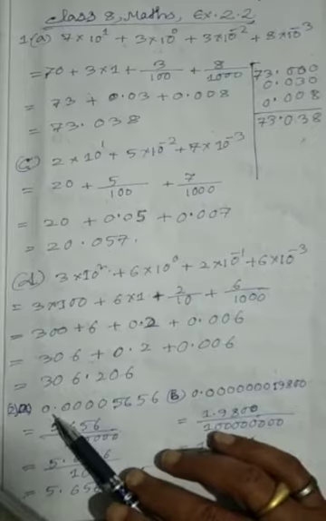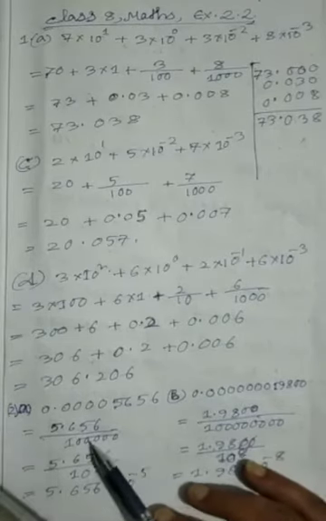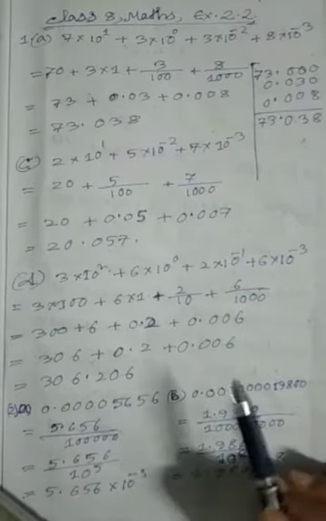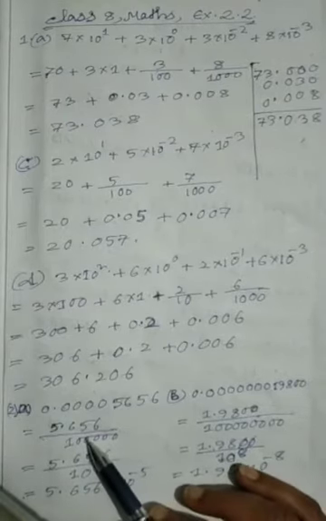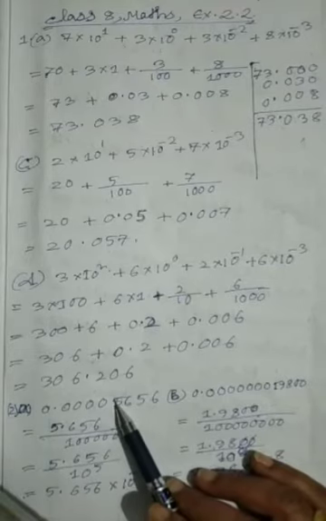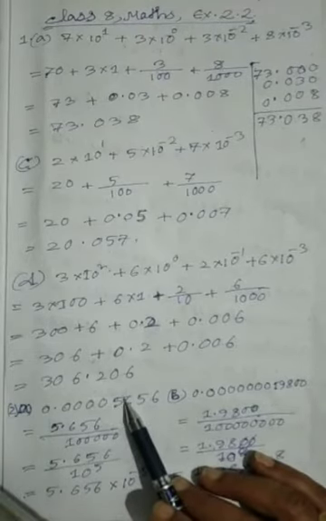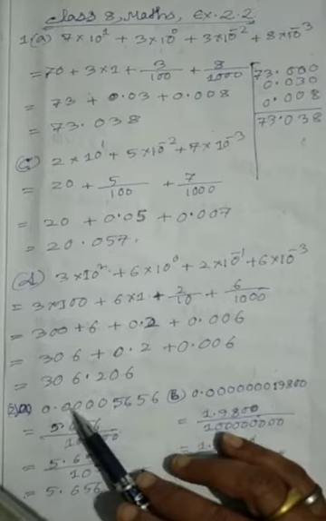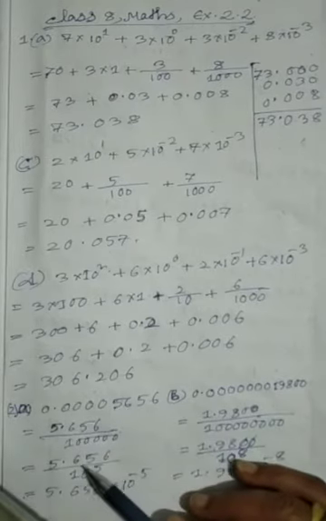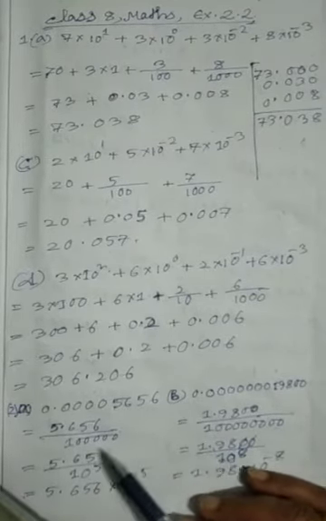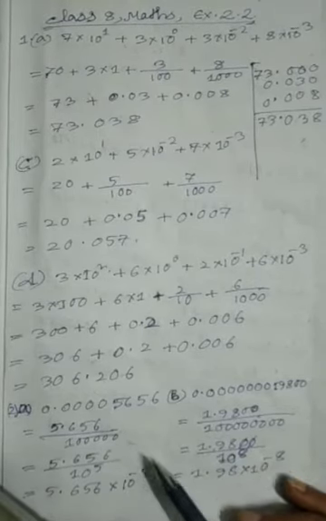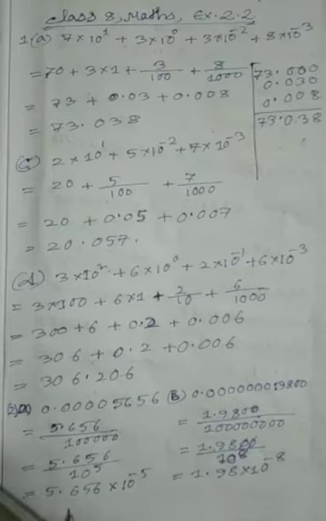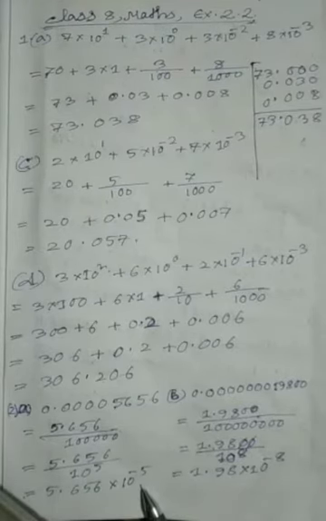To make it the same number, we have to divide by 1 lakh. If you divide it, then again the point will go to the left-hand side. How? 1, 2, 3, 4, 5. The point is here. It will be the same. So 5.656, this is 10 to the power 5. So if you write it up, it will be negative. So 5.656 into 10 to the power 5. This is in standard form.